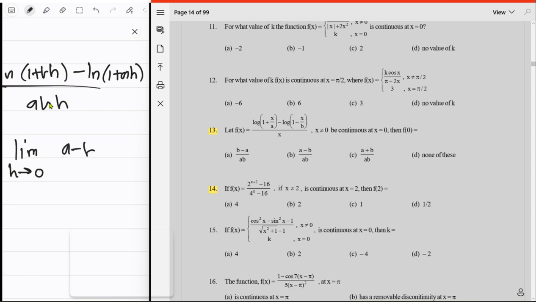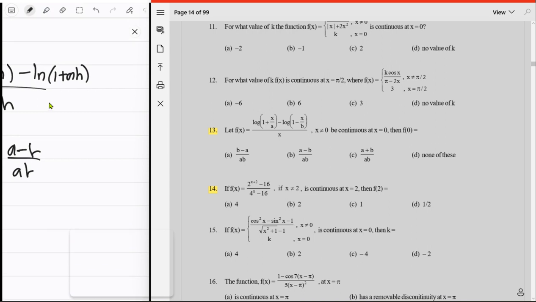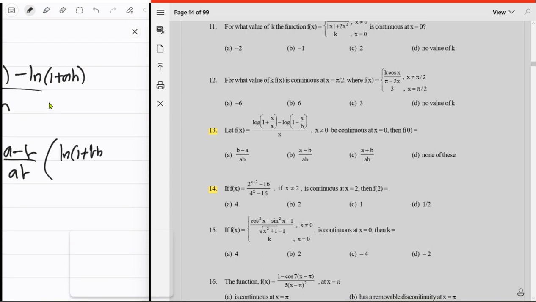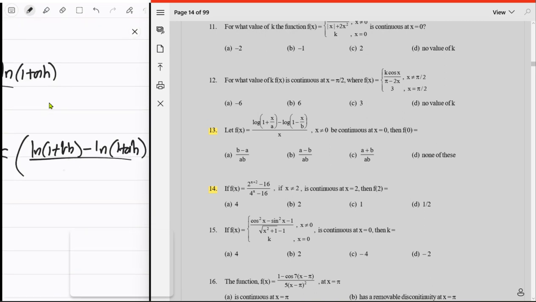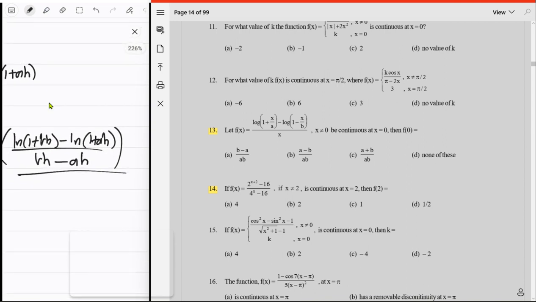But then let's do it the other way. So A minus B upon AB, and then you got natural log of 1 plus BH minus natural log of 1 plus AH upon BH minus AH, right? So this thing, as you can see, is just a derivative at x equal to 1, although it doesn't look like that. It's kind of a weird thing going on. But whatever, we don't really care. This is good enough. This is the derivative, you can see that.